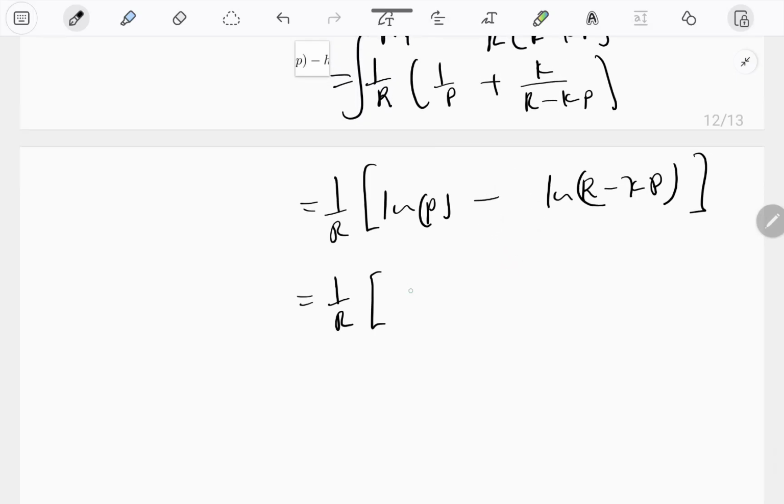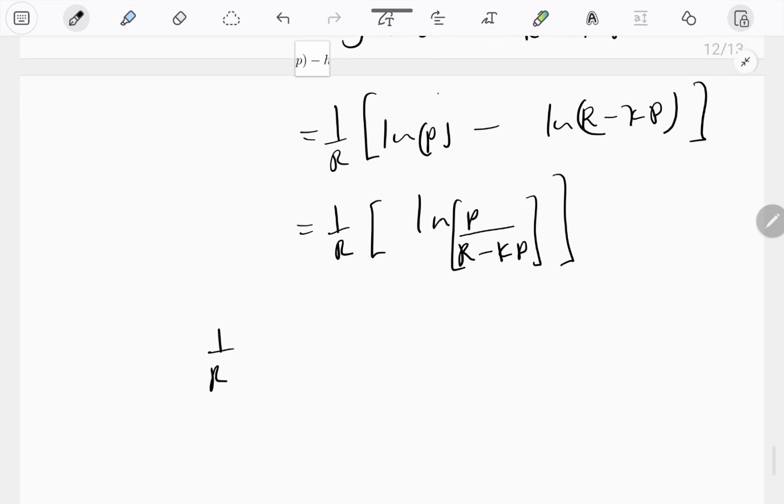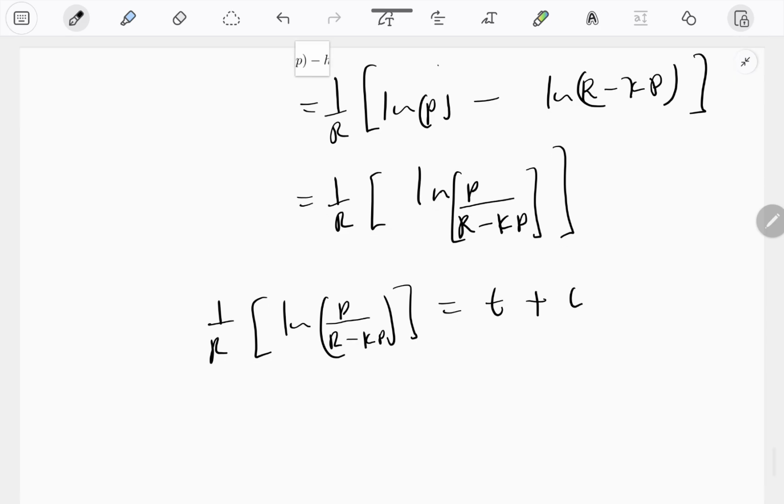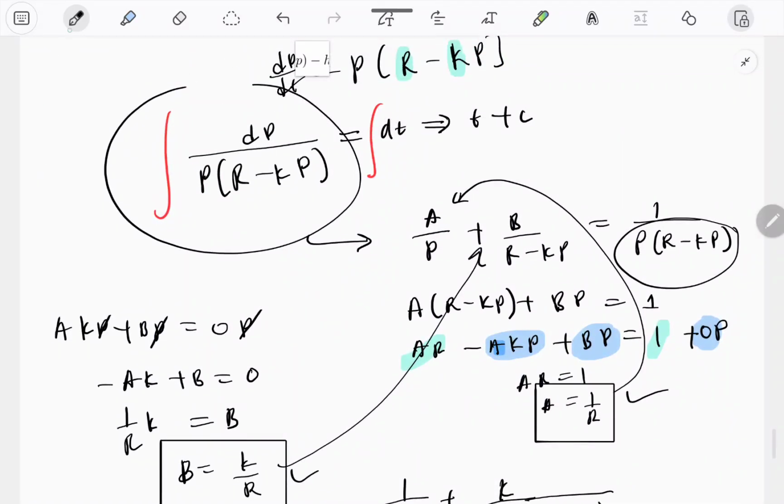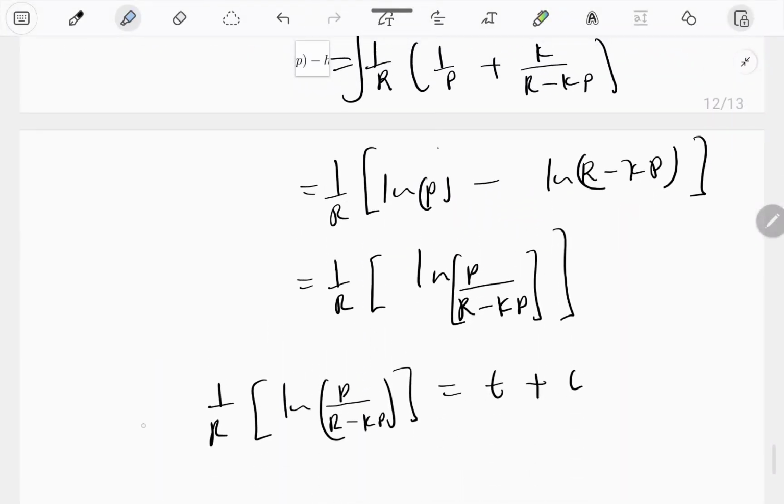But now we can use logarithmic laws. Ln P, the positive part will be on top, the negative part will be below: P all over R minus KP. So this is this side. And then remember, now we have 1 all over R open bracket ln P all over R minus KP. This thing is equal to, remember the T that we got, plus C. So we're literally continuing from this guy. So that is us continuing here.